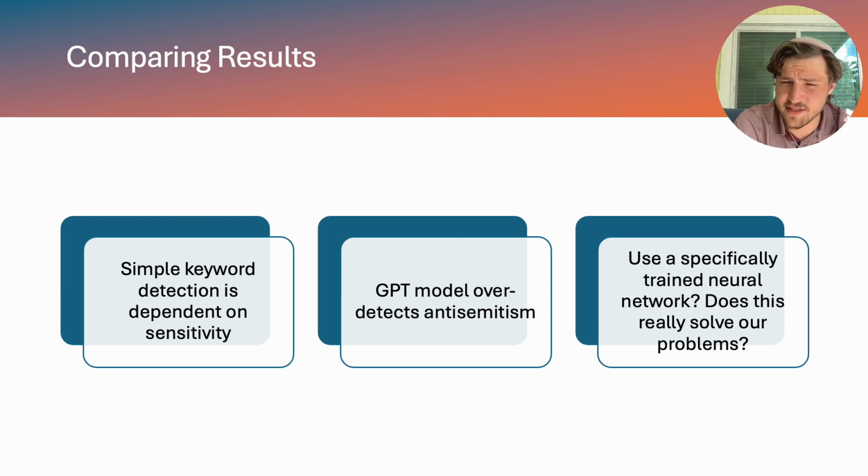So perhaps the best solution is to use a specifically trained neural network. Maybe if we train a perceptron model or a deep learning network to detect anti-Semitism based on the entirety of a comment, taking into context the context of the comment and each word to detect anti-Semitism, maybe we would be able to better find it. While GPT models have a very strong understanding of the English language and are very good at using it, clearly they're not great at this, and maybe it's because it's not specifically trained for this purpose. But does this actually solve our problem? And the answer is that it doesn't.